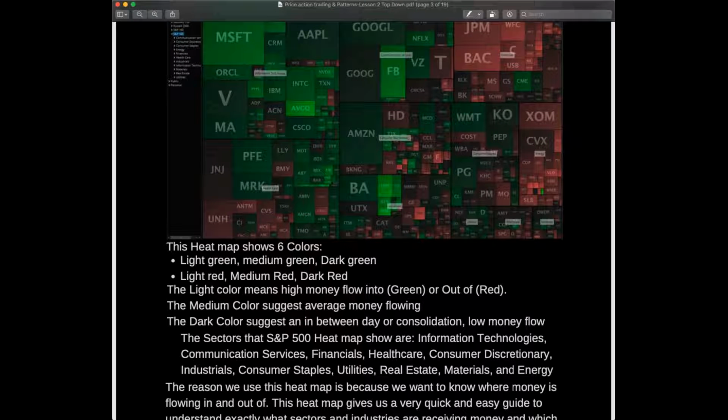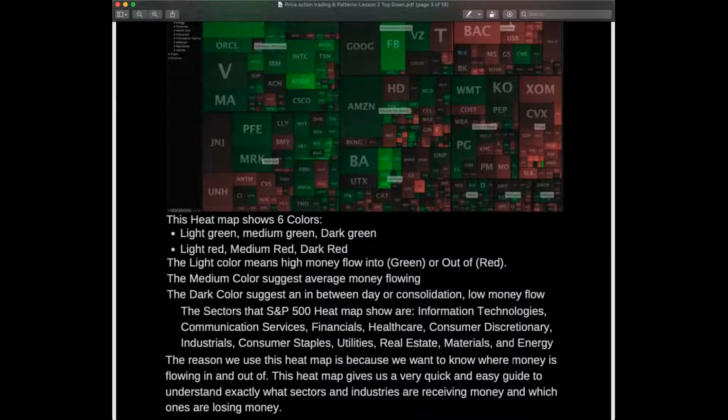Okay, so on this heat map, there are 6 colors. There's light green, medium green, and dark green. And there's light red, medium red, and dark red. The light color means high money flow. So the green means into, and the red means out of. The medium color suggests average money flow. Average money flow in with the green, and average money flow out with the red. And the dark color suggests an in-between day or consolidation or little to low money flow, meaning that it's pretty much flat.